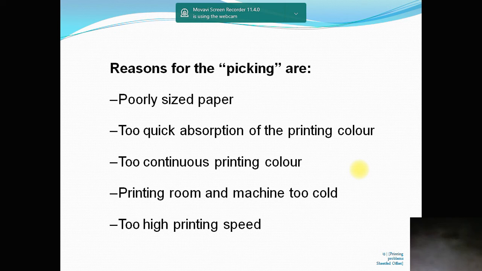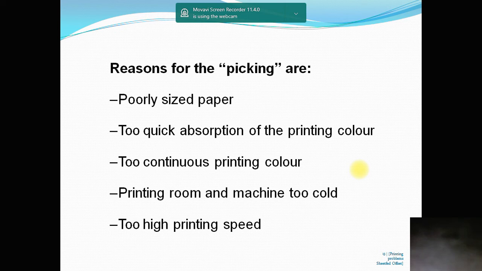If the paper is poorly sized, that means the surface of the sheet is very weak. That's why the ink will pick the surface. Another reason is too quick absorption of the printing ink. Immediately after transfer from the blanket to the substrate, if the ink is drying very quickly, then this picking problem happens.